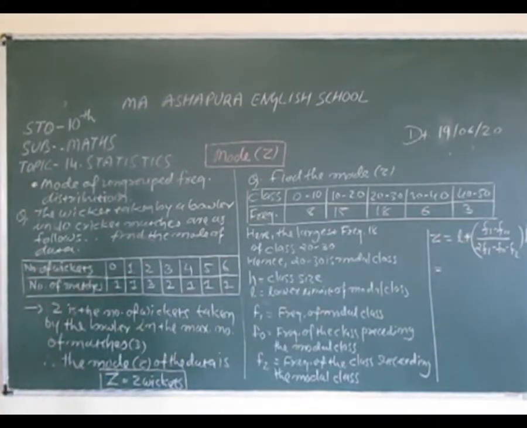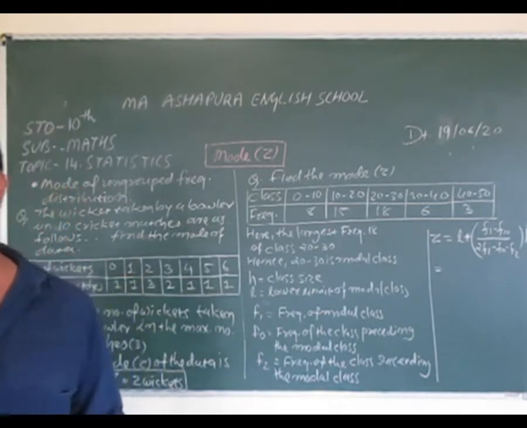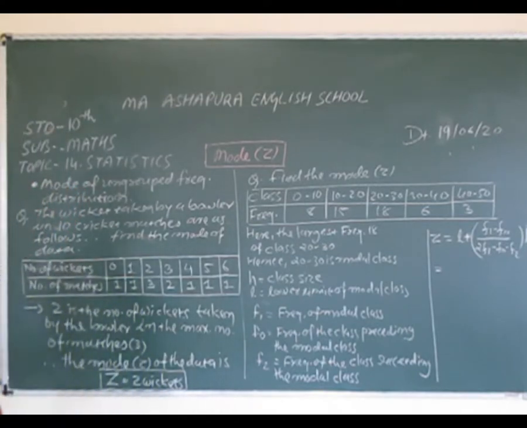Let's see question number 1 from your text exercise. The wickets taken by a bowler in 10 cricket matches are as follows. Our question is to find the mode of the ungrouped frequency distribution. Find the mode of the data.